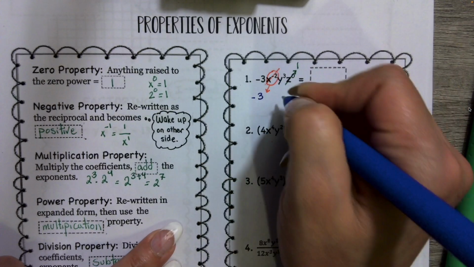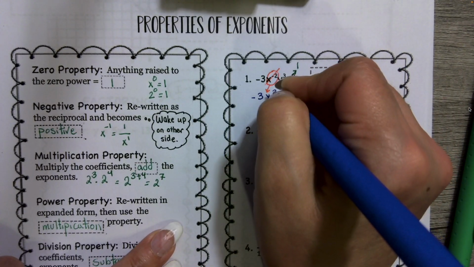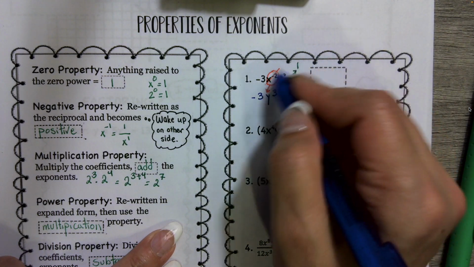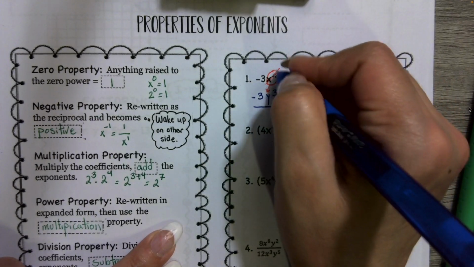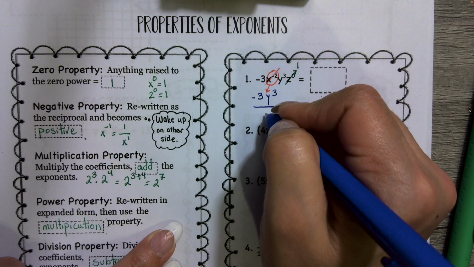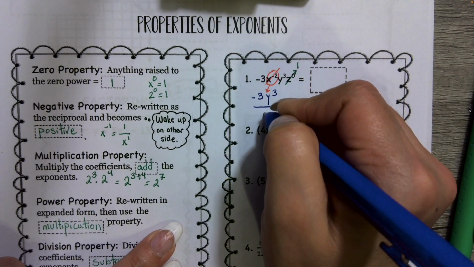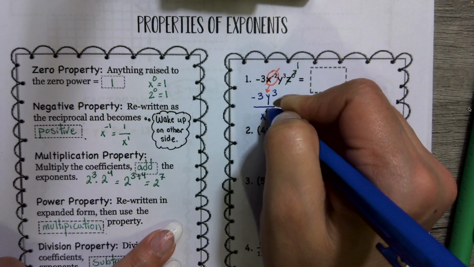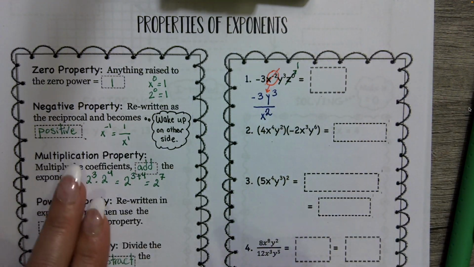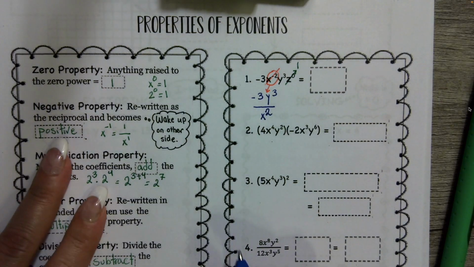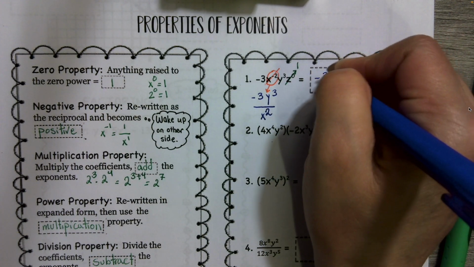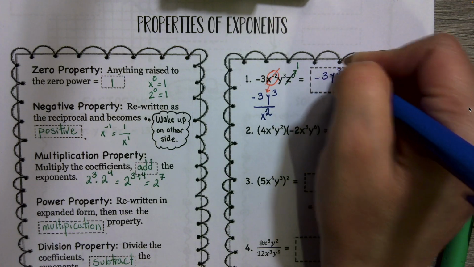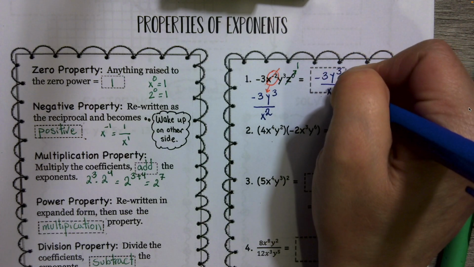Negative 3 y to the third. 1 is 1. I can't just ignore it because it doesn't matter. And then x to the power of negative 2 goes to the bottom and becomes positive. Remember? Becomes positive. So the answer is negative 3 y to the third over x to the power of 2.